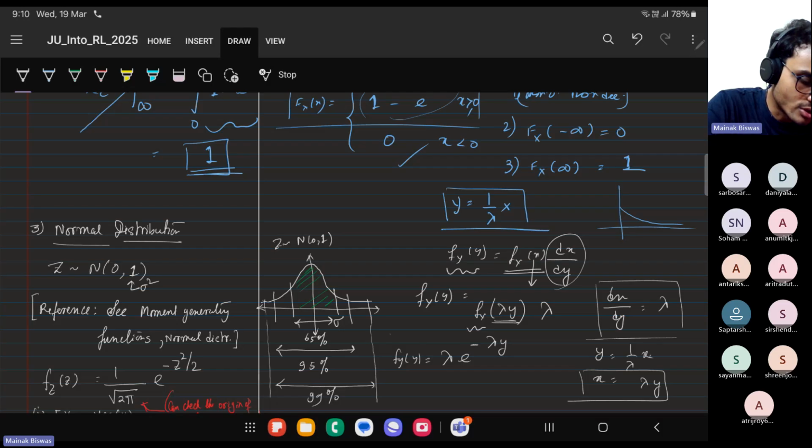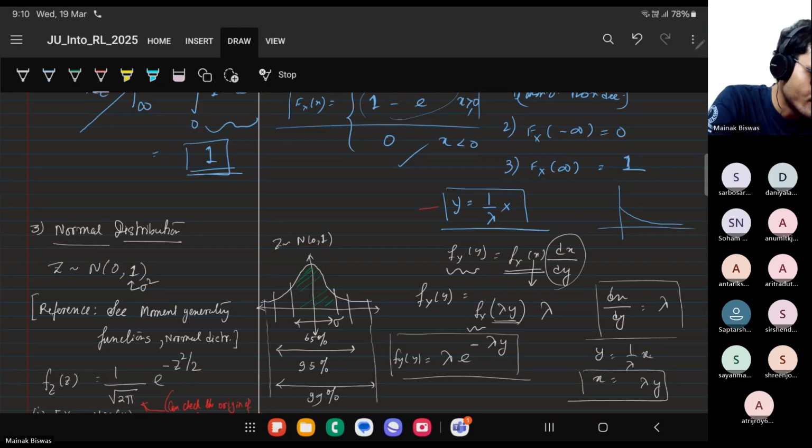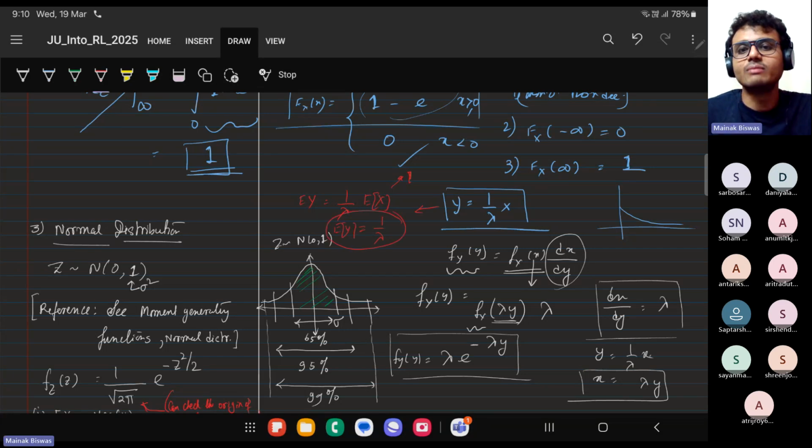So this is the distribution. And then the expected value of y is going to be just 1 by lambda times the expected value of x, which is equal to 1. This is 1 by lambda. This is a very easy way to remember.